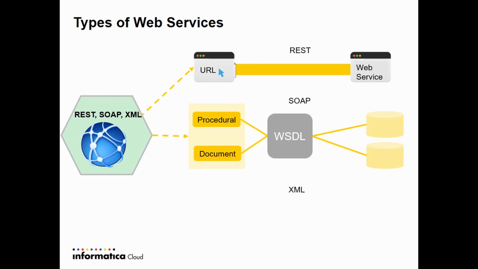XML over HTTP is the third type of web service that uses XML over HTTP. In this case, XML is posted over HTTP to access the web service resources and return the response in XML.